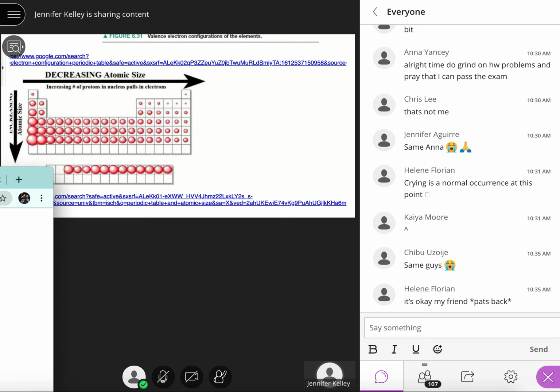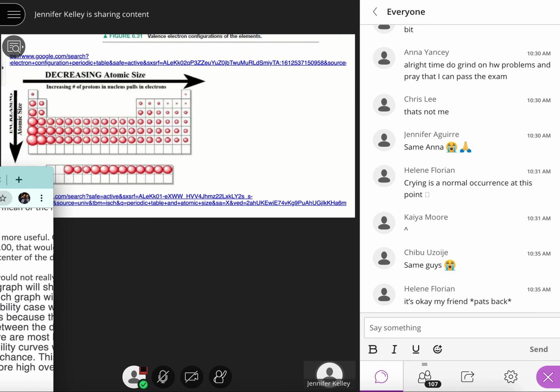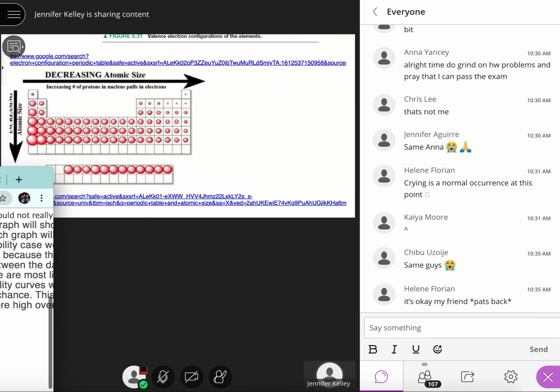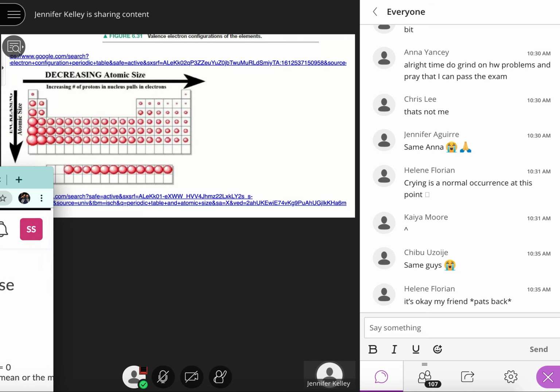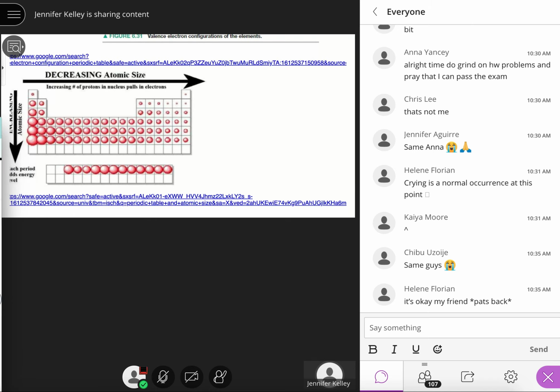So period 1, the n level is 1. Period 2, the n level is 2, and so forth. As you increase the n level, you're increasing the orbitals that get farther and farther away from the nucleus.